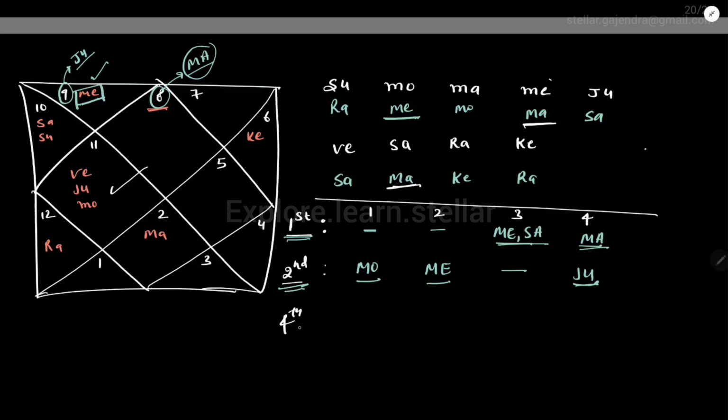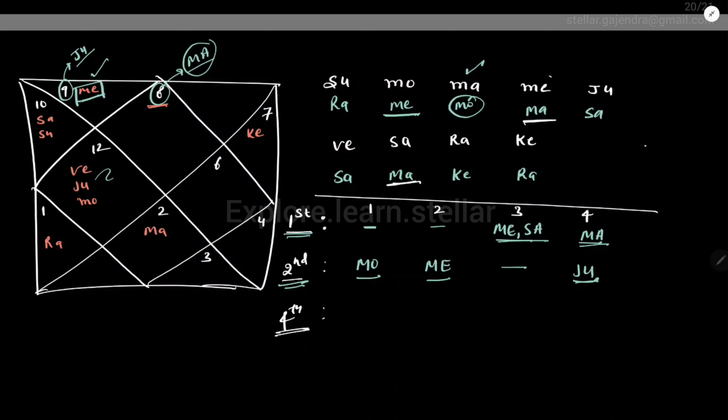Let's take one more example. Let's take the fourth house, and you will see in the fourth house, Venus, Jupiter, and Moon are the occupant planets. We need to first check the planets in the Venus, Jupiter, or Moon star. So let's check. We have Mars in the Moon star, and there are no other planets in the Moon star and no planets in the Venus and Jupiter star. So Mars will become the first level significator, and then Venus, Jupiter, and Moon will become the second level significator.